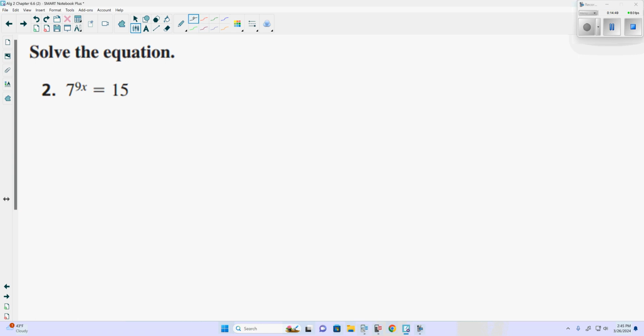So looking at the next one here, we have 7 to the 9x is equal to 15. What's the first thing we can do?